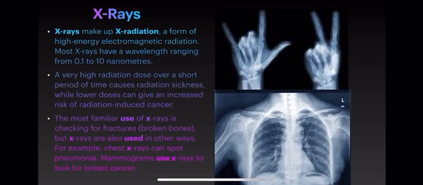Now, X-rays. X-rays make up X radiation, a form of high-energy electromagnetic radiation. Most X-rays have a wavelength ranging from 0.1 to 10 nanometers. A very high radiation dose over a short period of time causes radiation sickness, while lower doses can give an increased risk of radiation-induced cancer. One of the most common cancers that is caused by harmful radiation, especially X-rays, is leukemia or blood cancer.